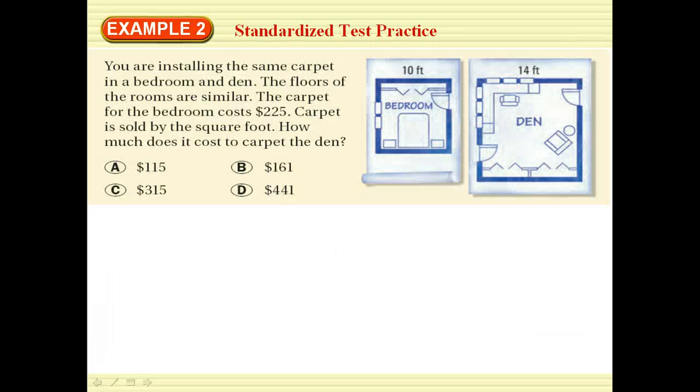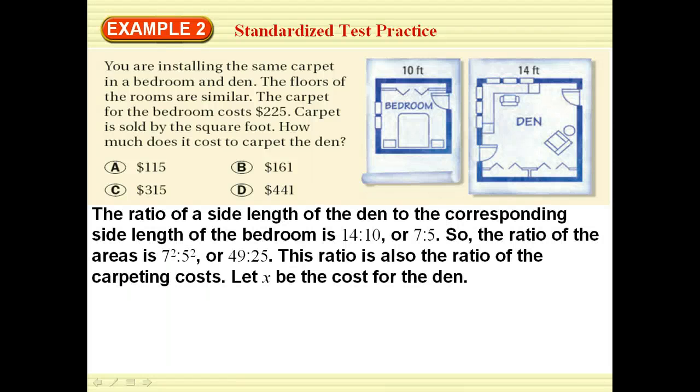So let's apply this. What we have is installing carpet in a bedroom and a den. We know that the carpet for the bedroom, we're told, is going to cost $225. We're thinking about doing the den also, so we want to figure out how much it would cost. Since the two are similar, they're both rectangular rooms, I can find my ratio of the sides, 14 to 10, which is 7 to 5. And then I can square that to find the ratio of my areas.